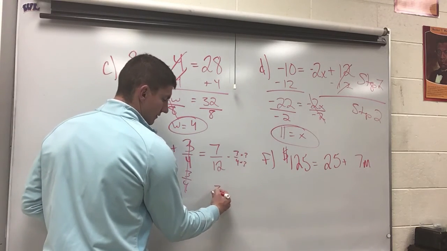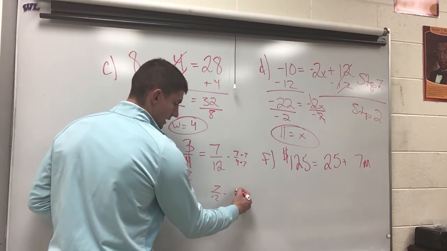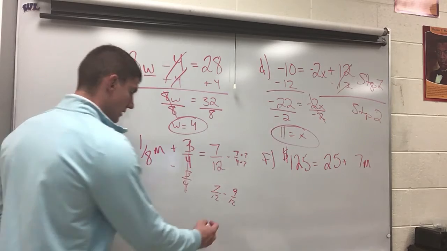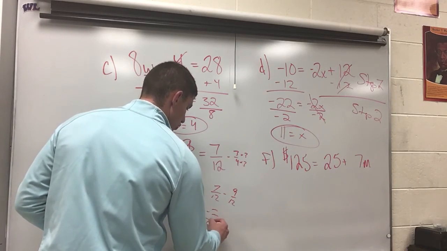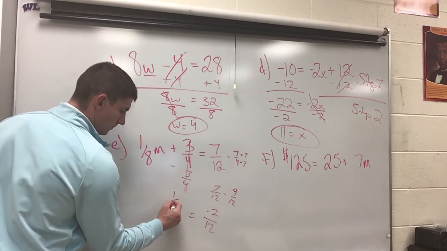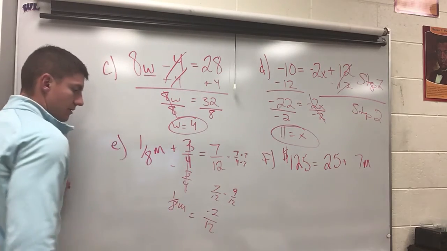So I would have 7/12 minus, in this case, 9/12. So we'll subtract 7 minus 9. I'm going to get negative 2/12 on this side equals, I'll bring this part of the equation down, 1/8 m.